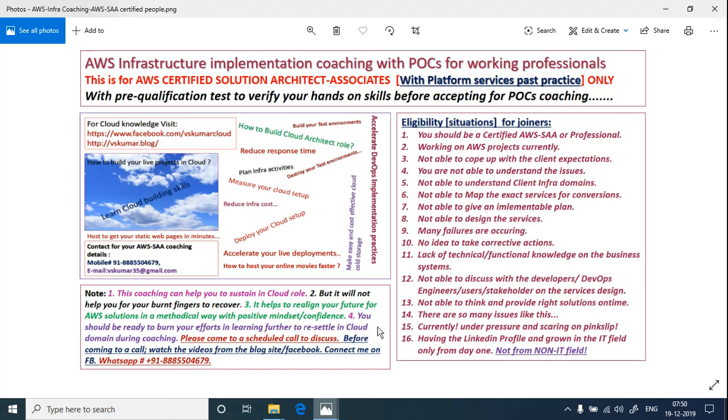Daily 2 to 3 hours you need to spend on this kind of thing, apart from my coaching hours. Then you need to practice more and more, and get ready with your own POCs. All those things you need to do. You should be ready to burn your efforts in learning further to resettle in the cloud domain during coaching, because it was lacking in your skills and domain knowledge.